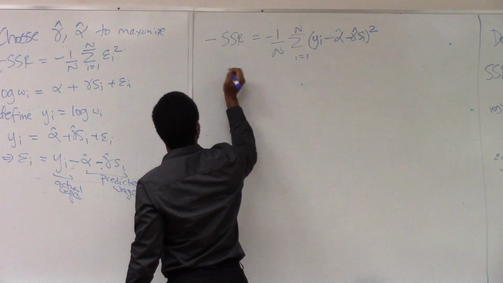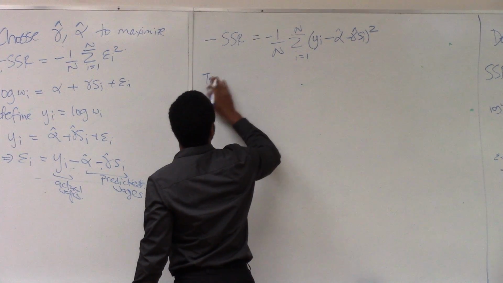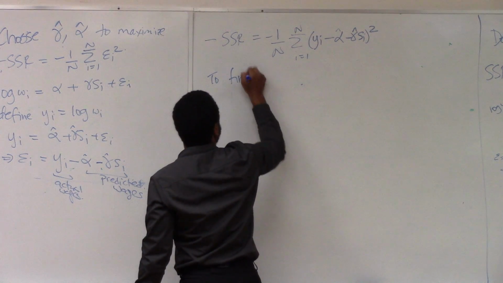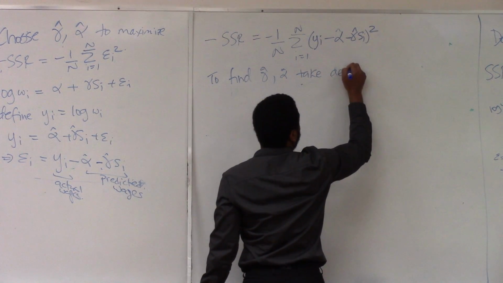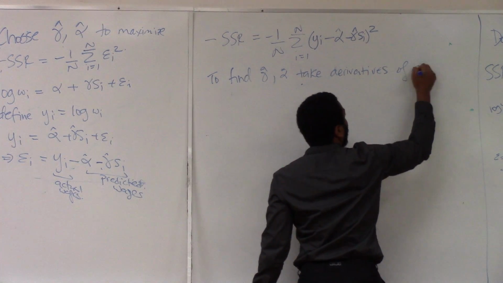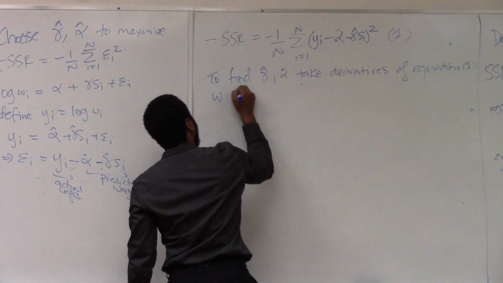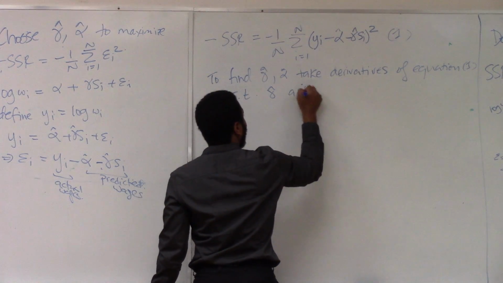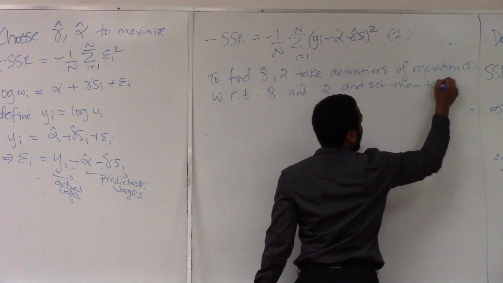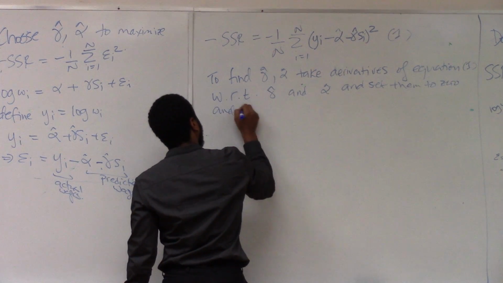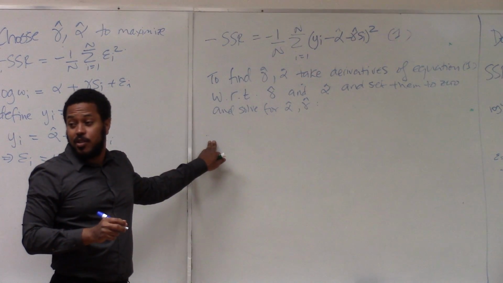So what we're going to do now, to find the gamma hat and the alpha hat, is take derivatives of equation 1, where this is equation 1, with respect to gamma hat and alpha hat, and set them to 0, and solve for gamma hat and alpha hat, which is exactly what we did with utility maximization, right?